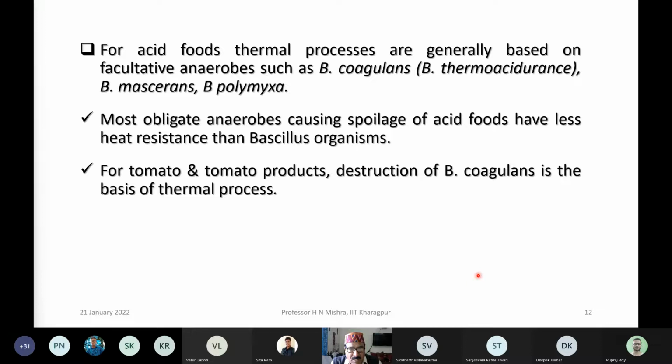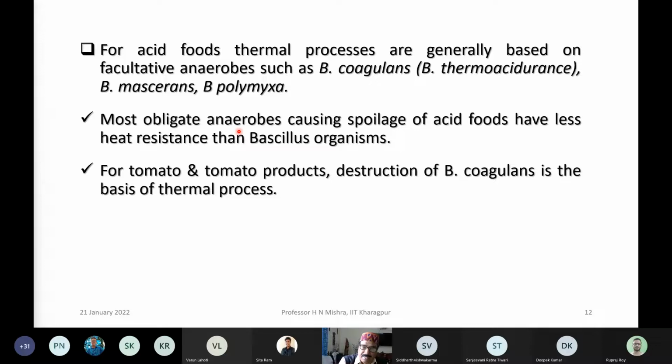Thermal process conditions for acid foods are generally based on the facultative anaerobes like Bacillus coagulans, Bacillus thermoacidurans, Bacillus macerans, or Bacillus polymyxa. These are the microorganisms of concern in acid food. So you have seen: high acid food, mold and yeast; low acid food, Clostridium botulinum; and acid food, Bacillus coagulans, Bacillus macerans, and Bacillus polymyxa.